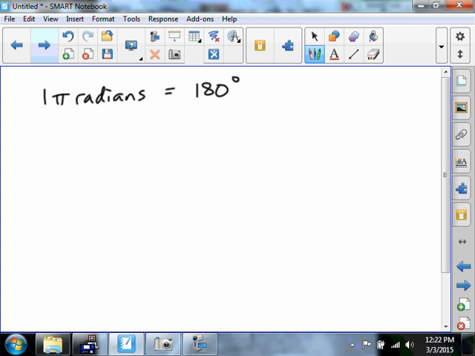Before we get to the unit circle, let's just think real quick about another one. If 1 pi radians is 180, then 2 pi radians would be how much? 360. Good. Is everybody on point so far? Everybody got this? Good. Felt good to do that. I haven't done that in a while.